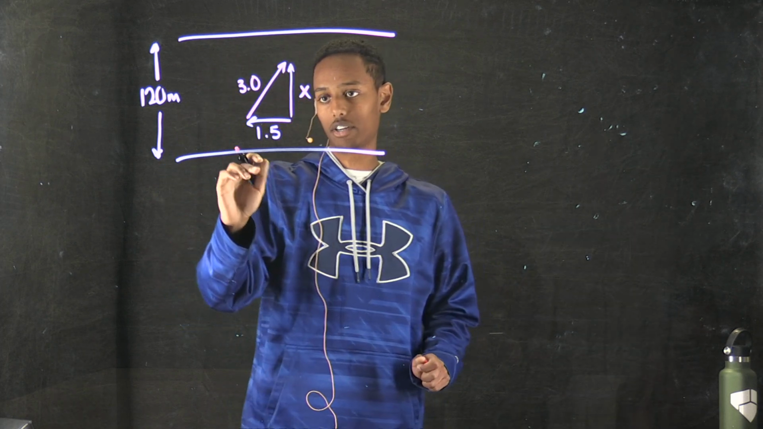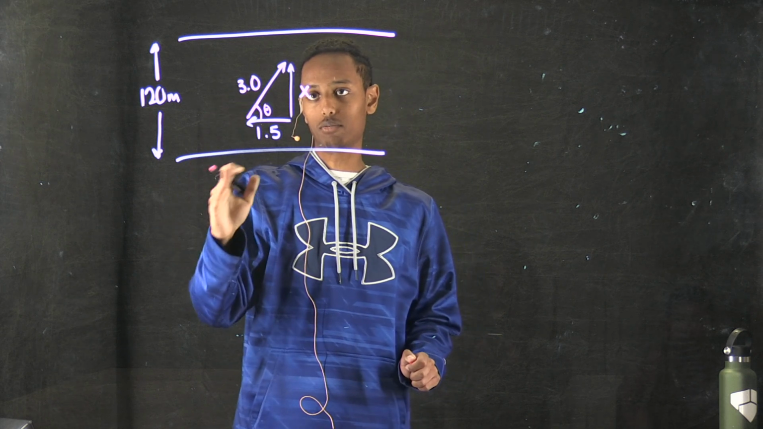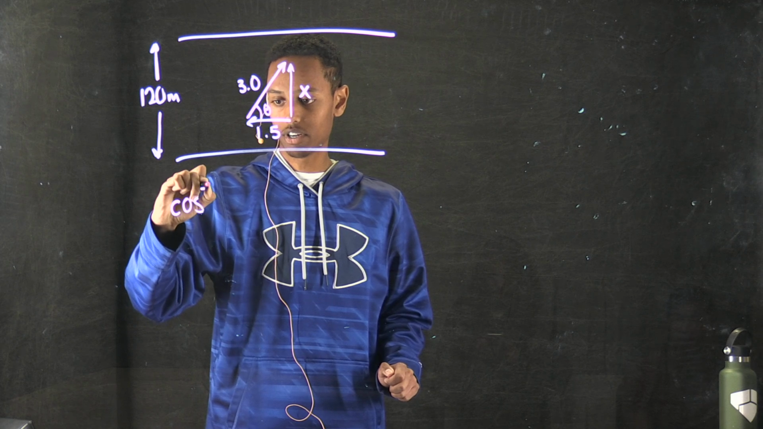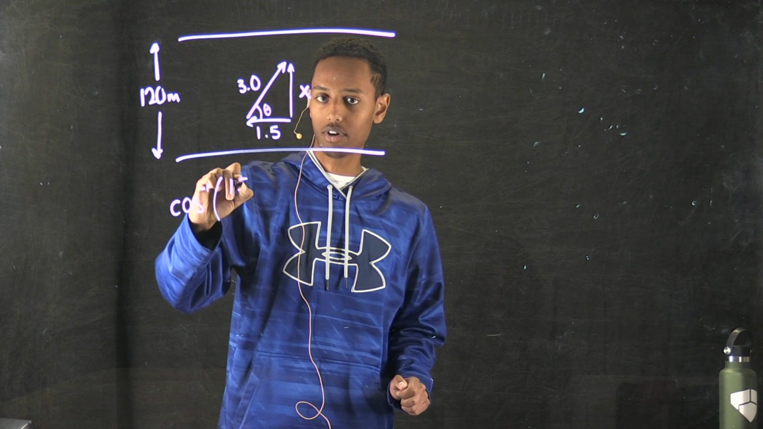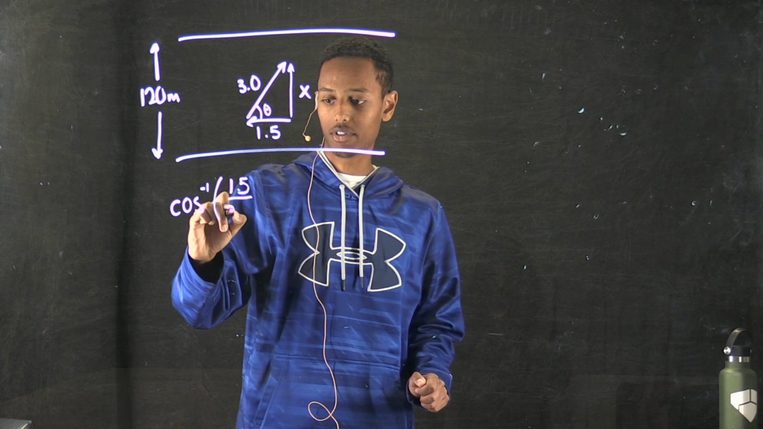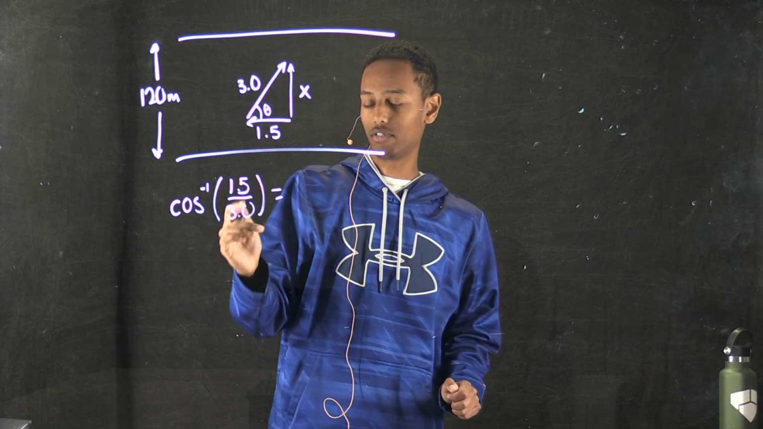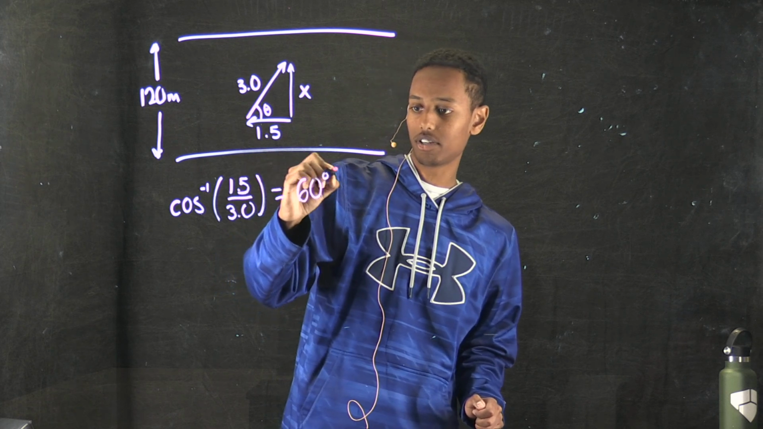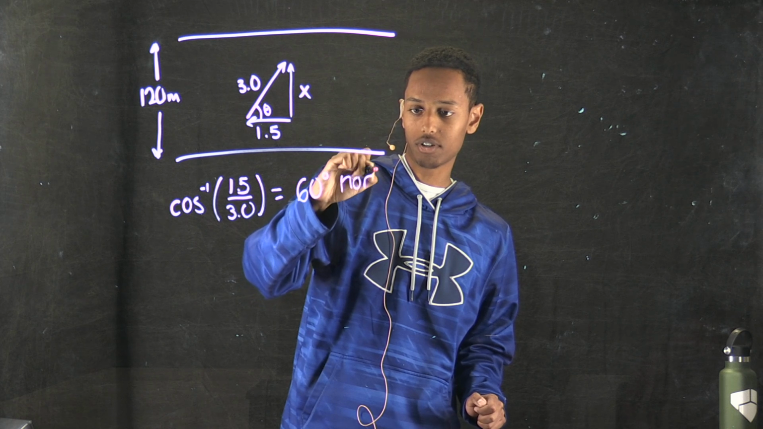Now if we want to find theta, the angle at which the paddleboarder is paddling, we can solve for that using inverse cosine of the adjacent over the hypotenuse. So 1.5 over 3. So inverse cosine of 1/2 is 60 degrees, and the paddleboarder is paddling 60 degrees north of east.